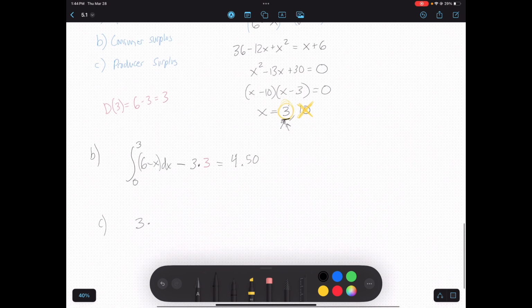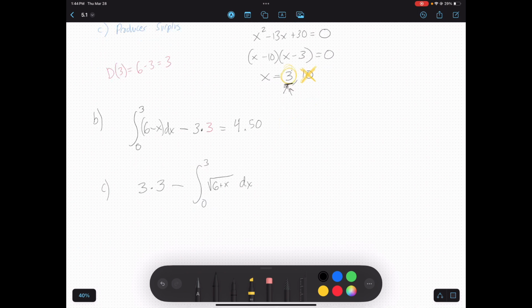So what price do I need to set it at? I'm still setting it at the price of 3. So those two values should be the same in both consumer surplus and producer surplus. But now, to finish this off, I'm just subtracting the integral from 0 to 3 of my supply equation. And I'll let you guys work through that.